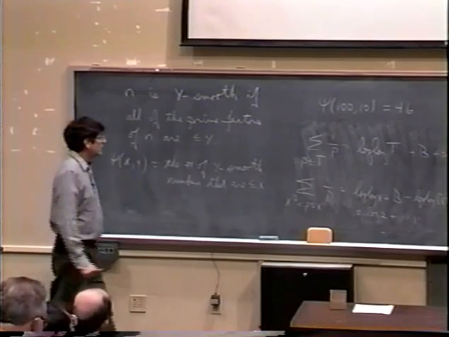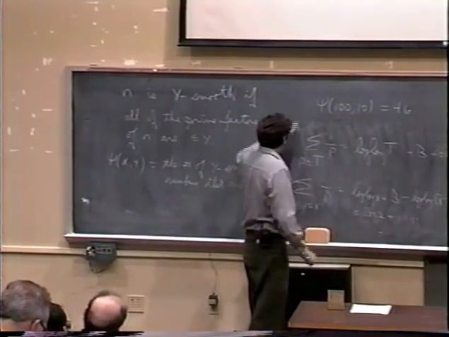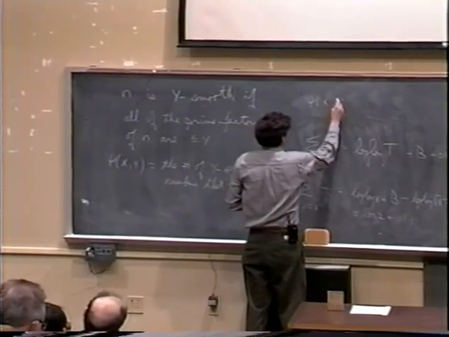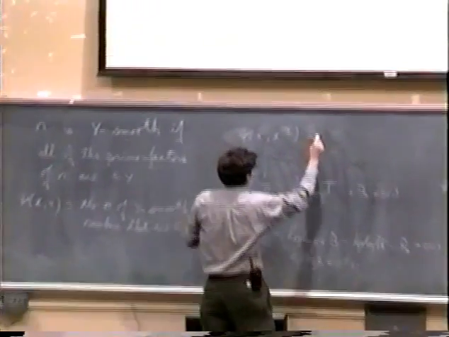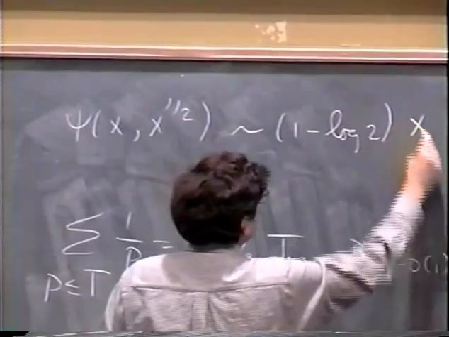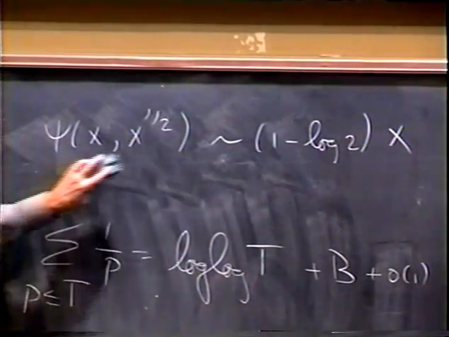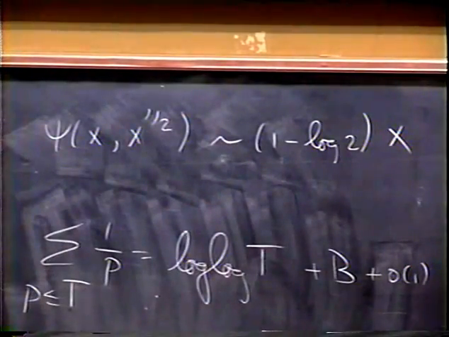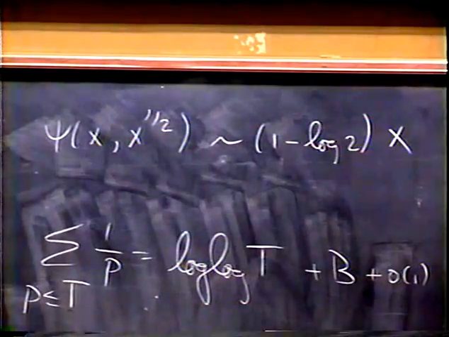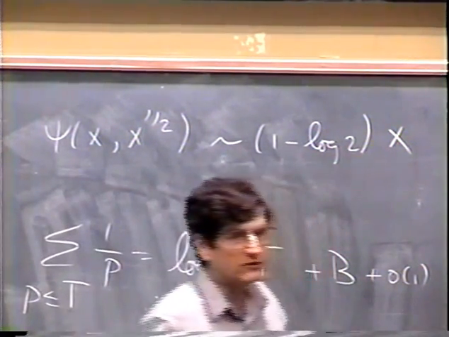Okay, so here we have a result then. Let me erase this numerical work: psi of x to the 1/2 is asymptotically a constant times x, where this twiddle sign just means if I take the left side and divide it by the right side and let x tend to infinity, the limit is 1. The two functions are asymptotic to each other at infinity. And so I've just sketched for you how one goes about proving this.